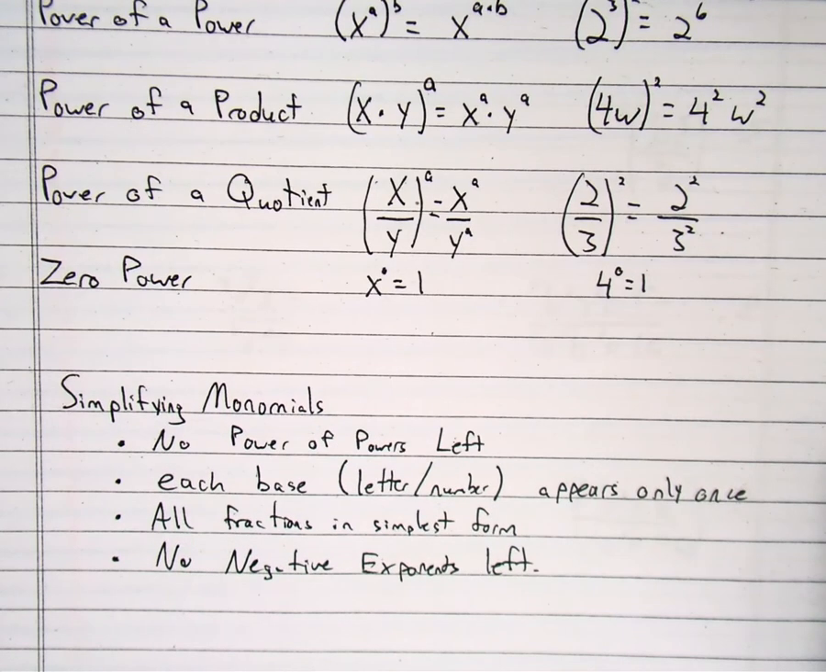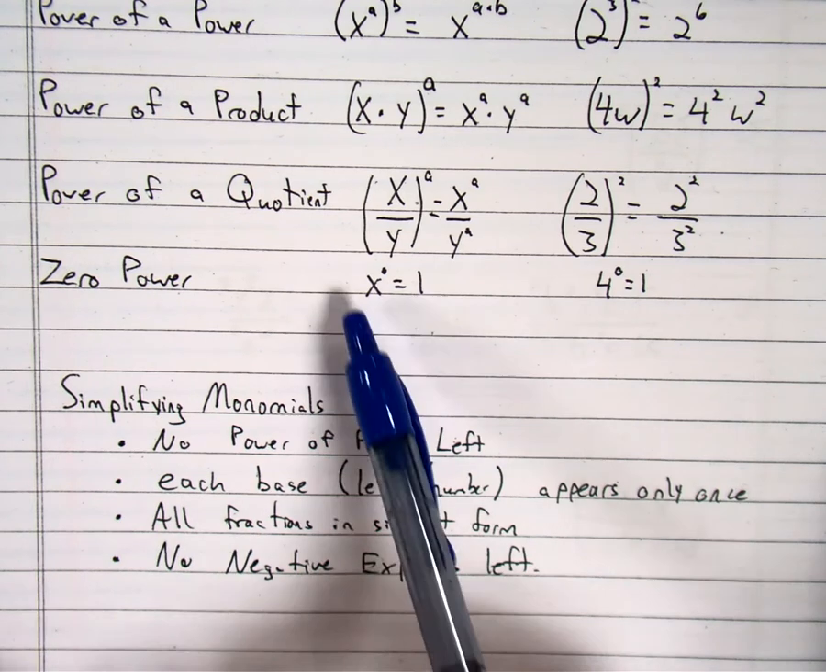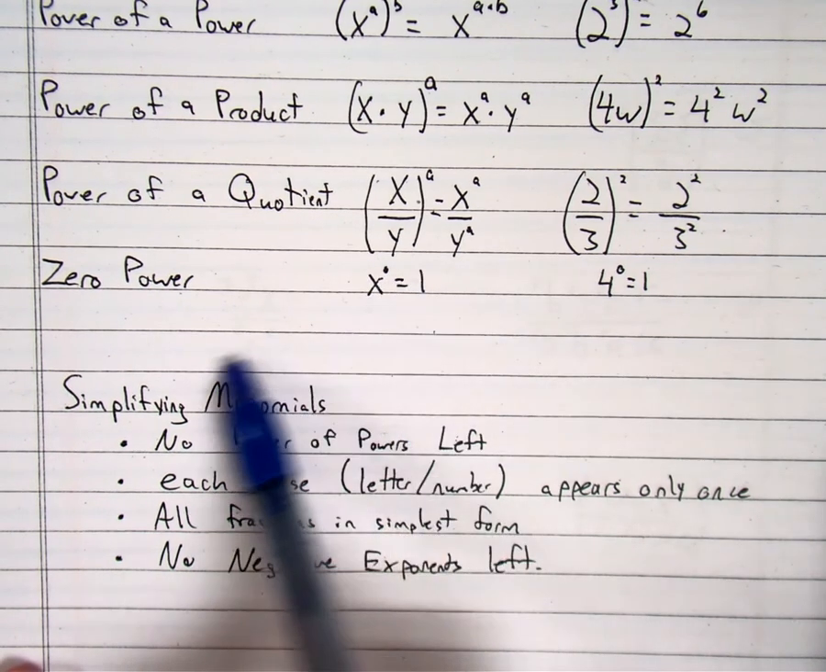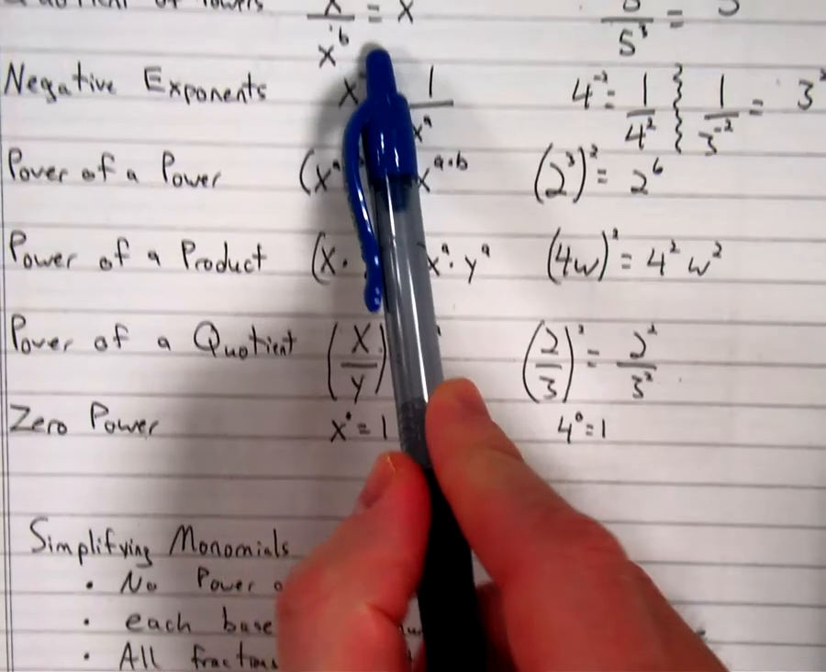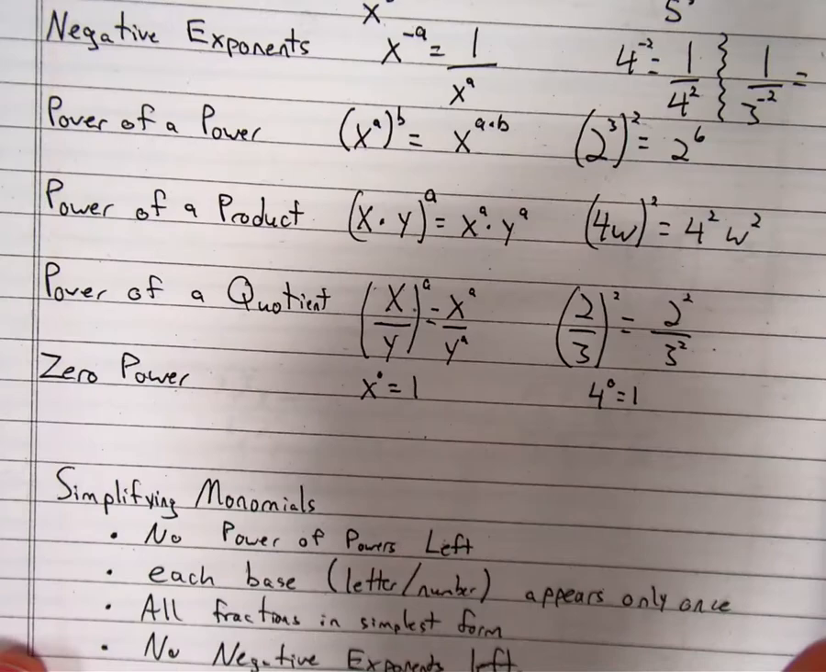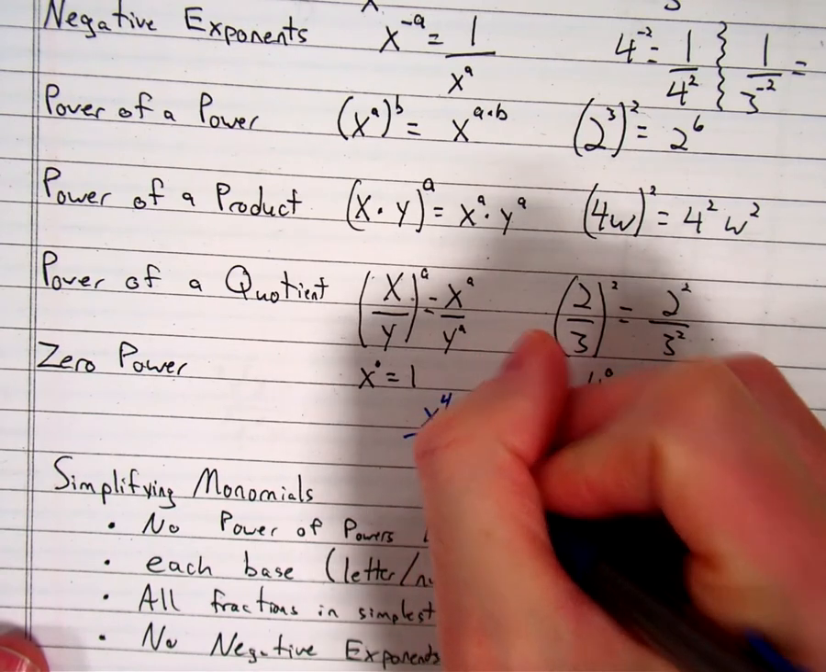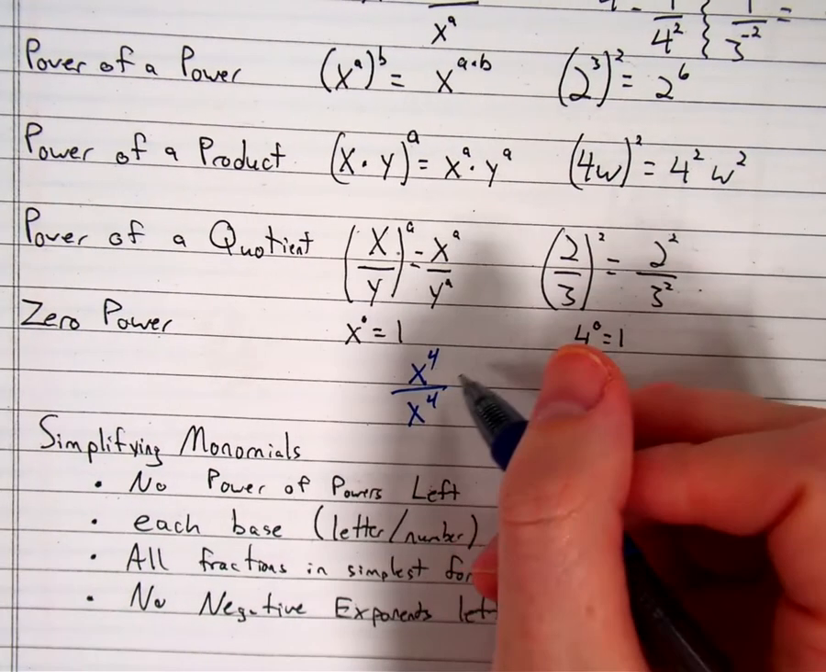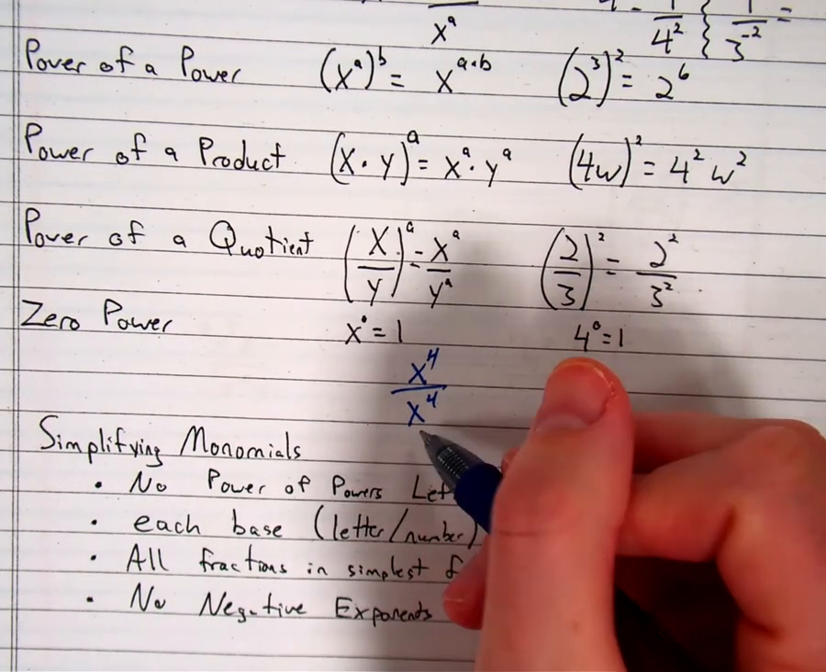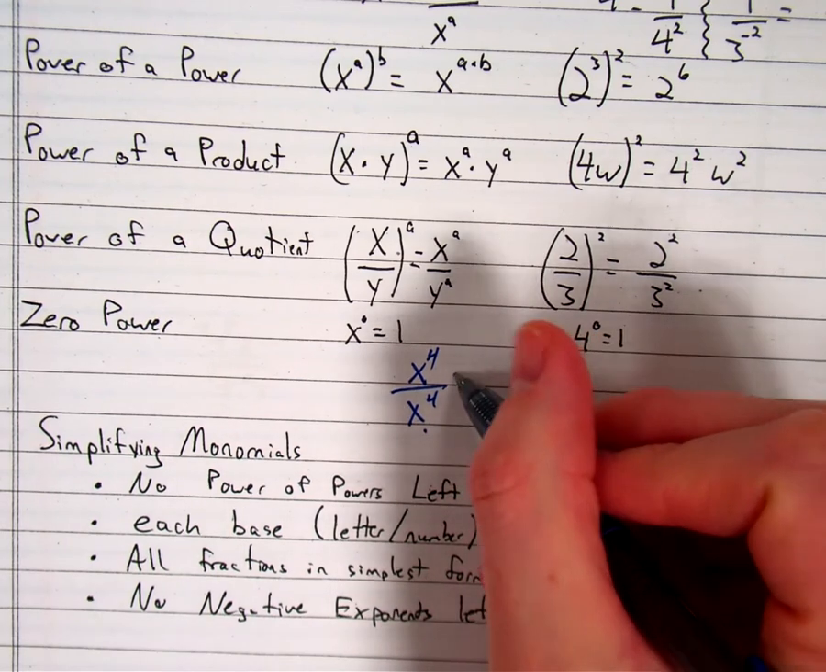Kind of a special case here, one you need to remember, the 0 power. Anything to the 0 power equals 1. If you want to know why, you're going to have to rewind back up to the quotient one, where we're subtracting. If I had x to the 4th over x to the 4th, I know that something divided by itself has to equal 1.